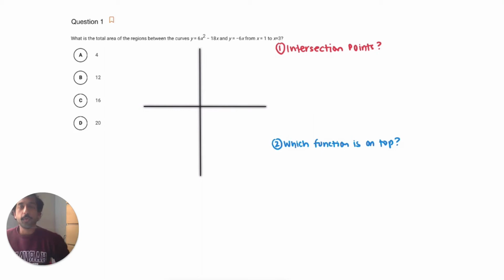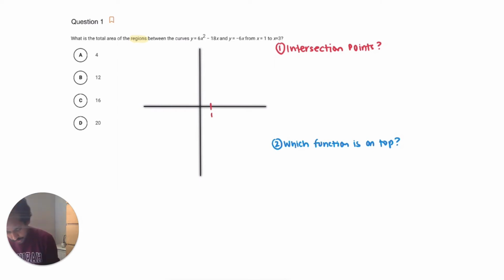All right, so we're asked to find the total area of the regions between the curves y equals 6x squared minus 18x and y equals negative 6x from 1 to 3. And so that's one thing that I want us to keep in mind. This question says regions, not region. And why might that be important? Well, here's what might be happening.